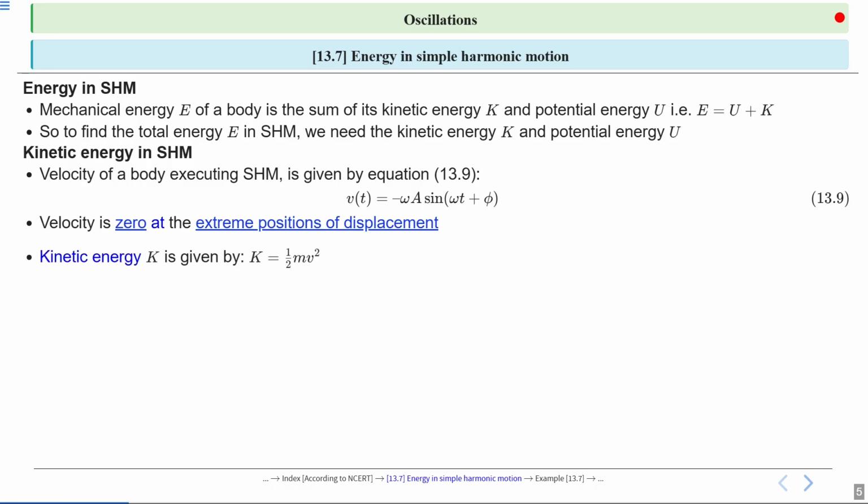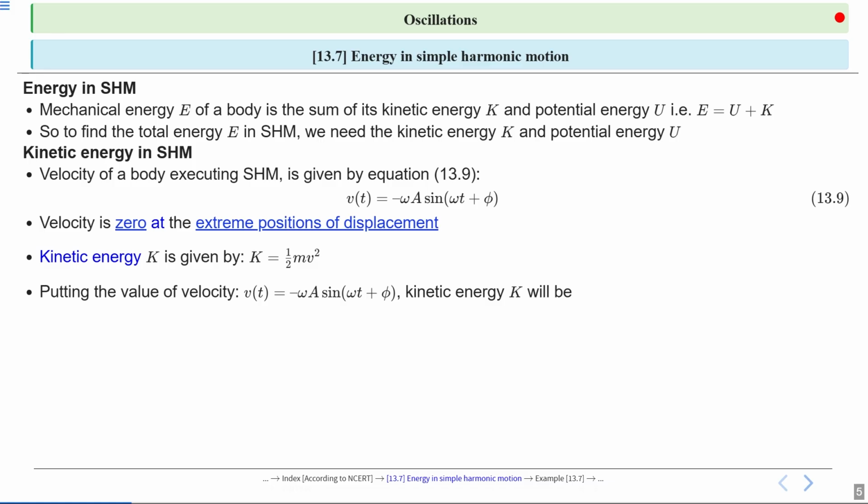Kinetic energy, which we call K, is given by the formula K equal to 1 by 2 m v square. Here m is the mass in kilograms, v is the velocity in meter per second. This formula tells us how much energy the object has due to its motion at any instant.